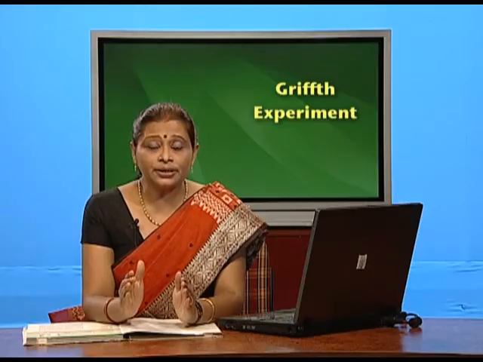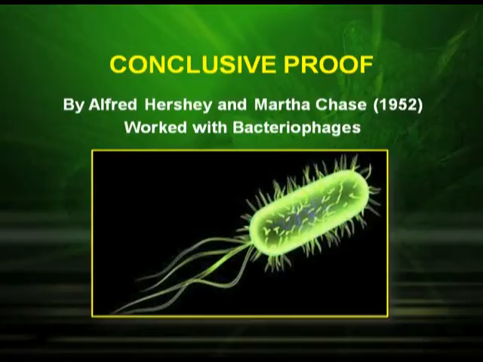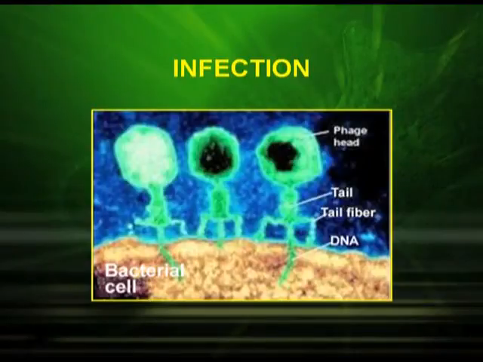But the conclusive proof only came from the experiment performed by Alfred Hershey and Martha Chase in 1952. They worked on bacteriophages and E. coli. Now let us see how they performed the experiment. The first step of the experiment was infection. That is, the bacteria were infected with the bacteriophage.